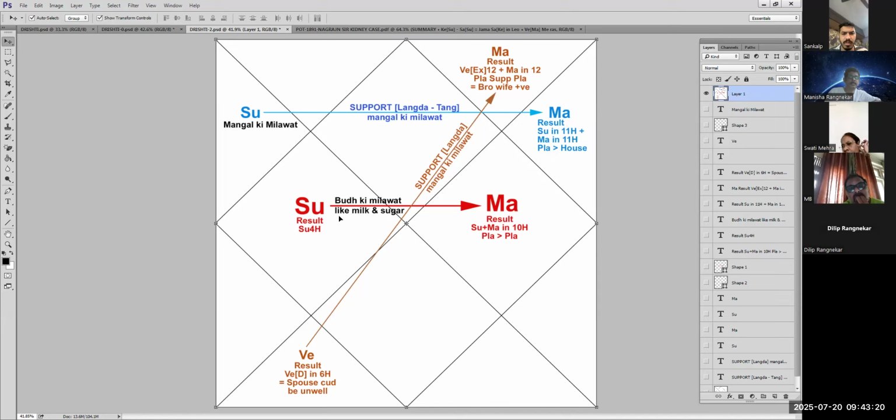Budh ki milawat. They say that it is like milk is mixed with sugar, or rather sugar is mixed with milk. So pura ghul jata hai, it becomes one, right? So basically, these 100% ones, the three aspects which we have got, are called Budh ki milawat. So what they are saying here is sun, because it is here, will obviously give the result of something in 4th house. But when sun goes here, it will give the mixture of sun plus Mars in 10th house. It will not give Mars in 10th house and sun in 10th house.